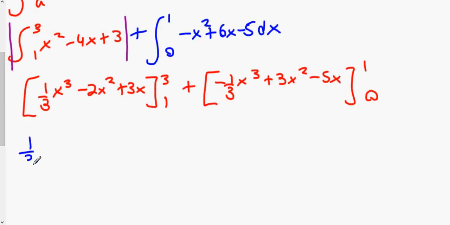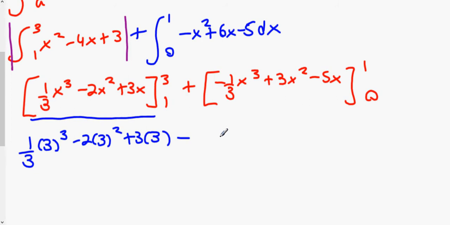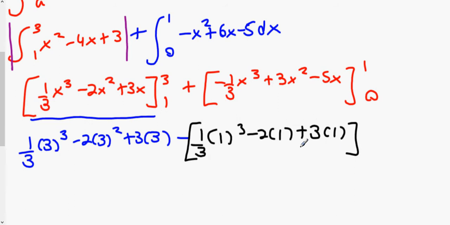It's going to be a third 3 cubed minus 2 times 3 squared plus 3 times 3. Take away, now I'm just going to do this part here. Okay, so it's going to be take away a third 1 cubed minus 2 times 1, sorry, all in brackets, plus 3 times 1. So we're going to get here 9 minus 18 plus 9, I think.